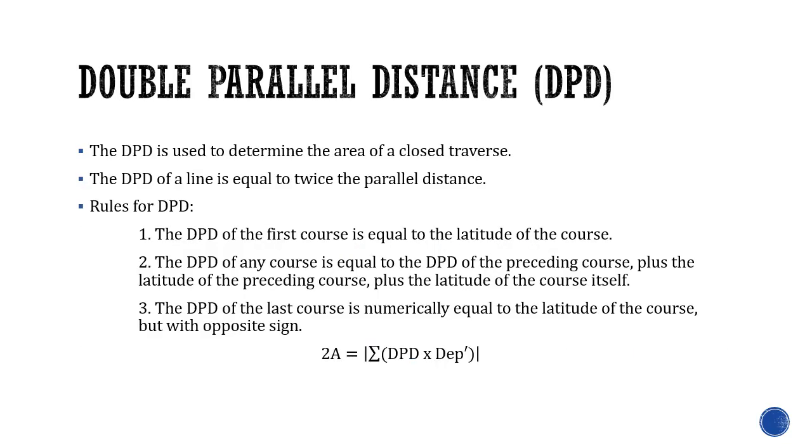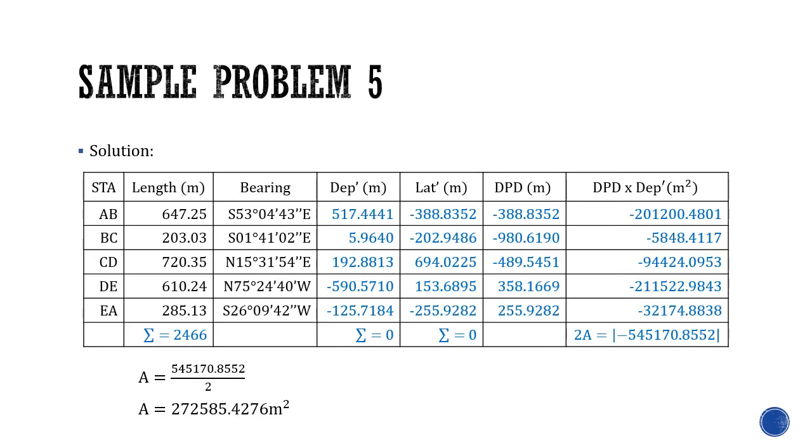Yeah, so last but not the least is the double parallel distance or the DPD, no? So DPD naman is similar to DMD, pero baliktad naman. In this case, latitude naman yung gagamitin natin, instead of the departure. And so, the rules are the same, parehas na parehas. Pinagkaiba nga lang, base ito sa latitude, instead of the departure. Pero yung solution, ganun din. Nagbaliktad lang talaga.